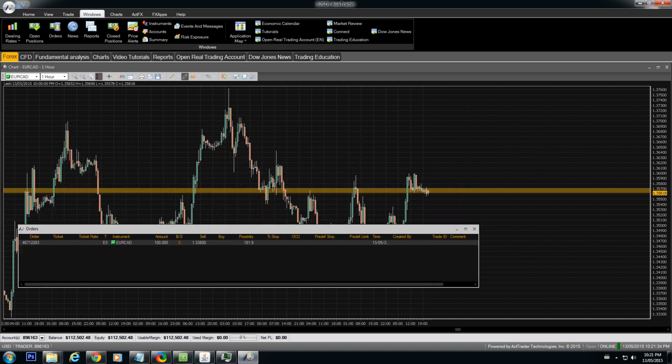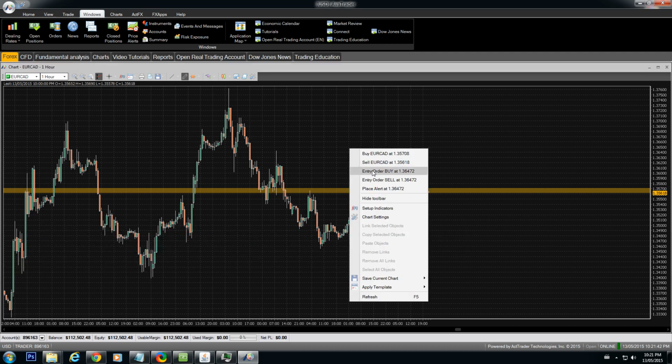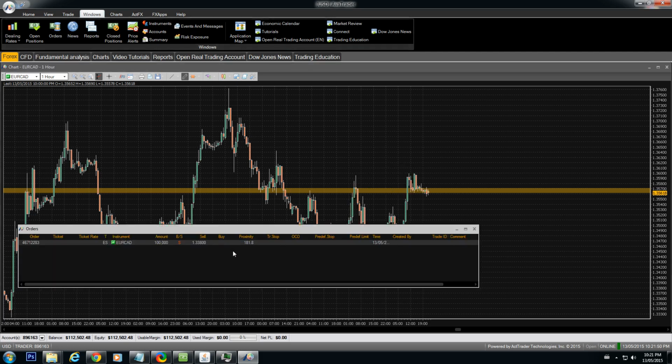When you get to the European Canadian chart on the 1 hour format, you're going to right click anywhere on the chart and click entry, order, sell. It doesn't matter what the number says because you're going to change it. Then you're going to change that sell number to 1.33800. We still have to set a stop loss for this as well and a take profit.